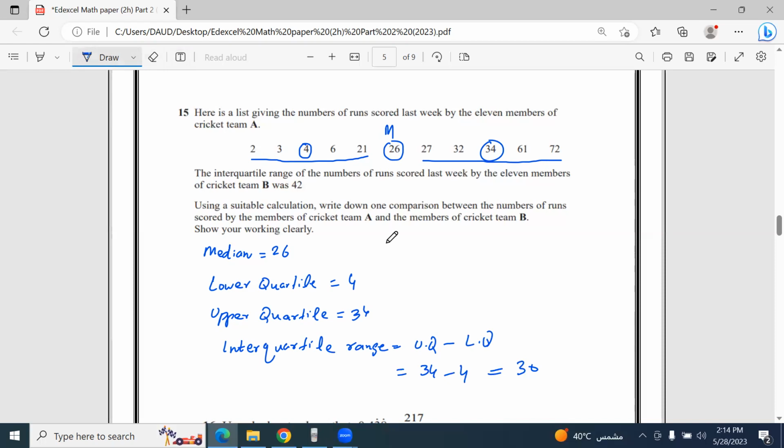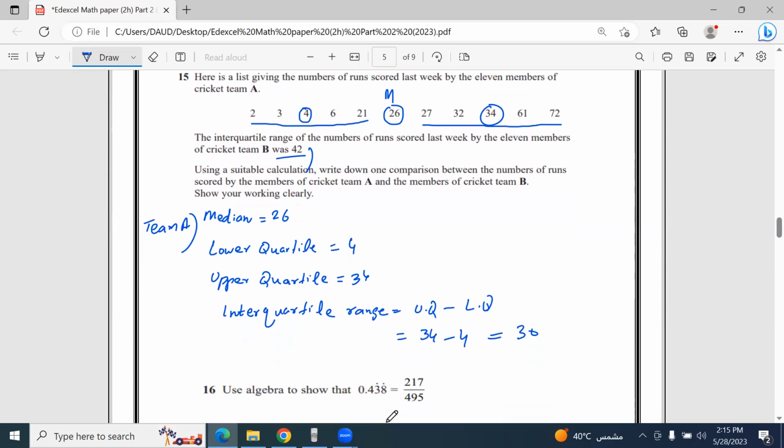So we found the interquartile range of team A, which is 30, and team B was given as 42. The question says to use suitable calculation to write down one comparison between the number of runs scored by members of cricket team A and cricket team B. So we can say that the interquartile range of team B is higher than the interquartile range of team A.